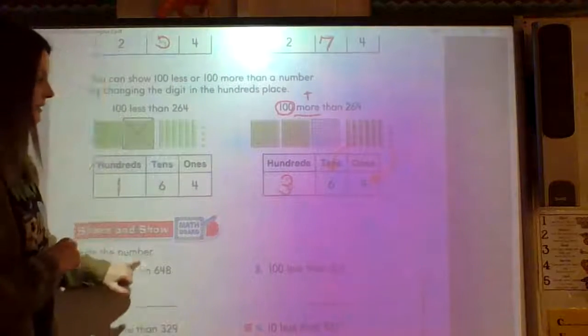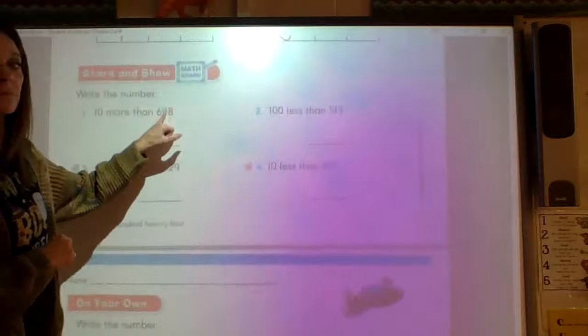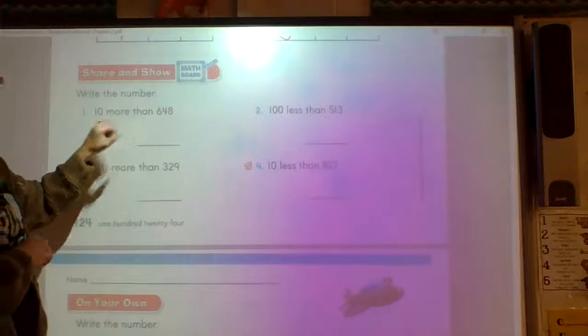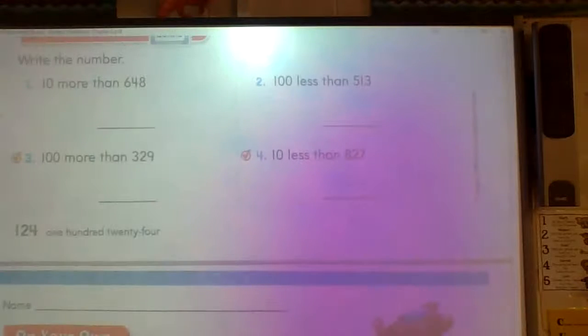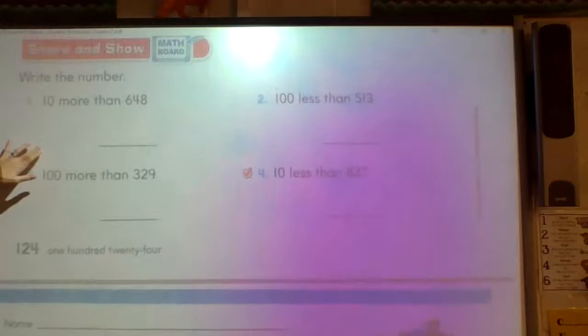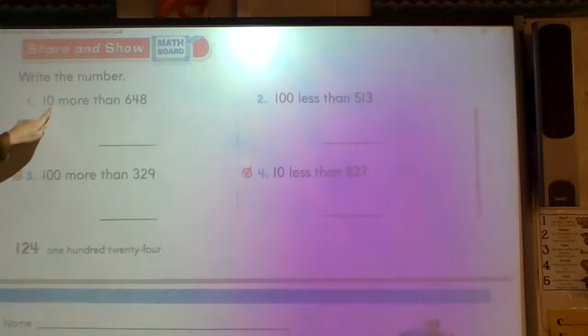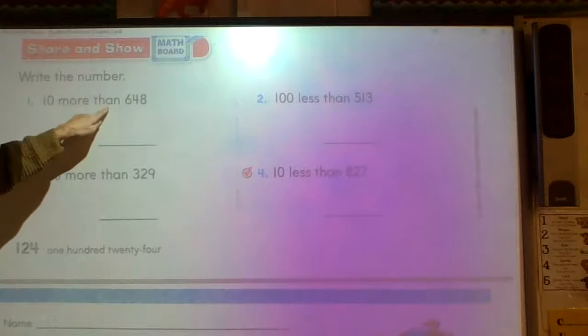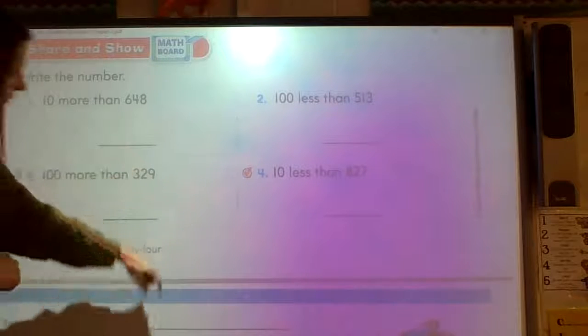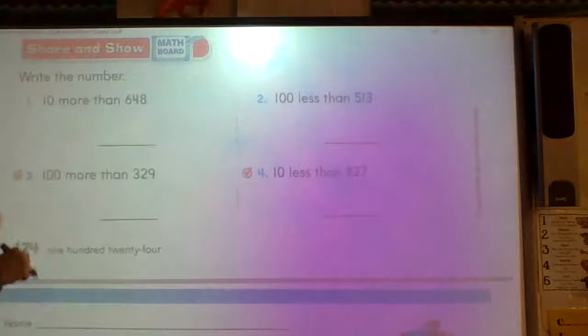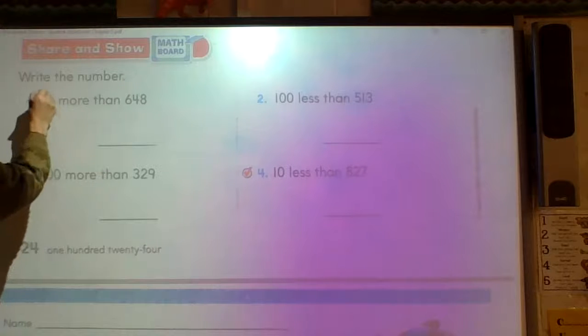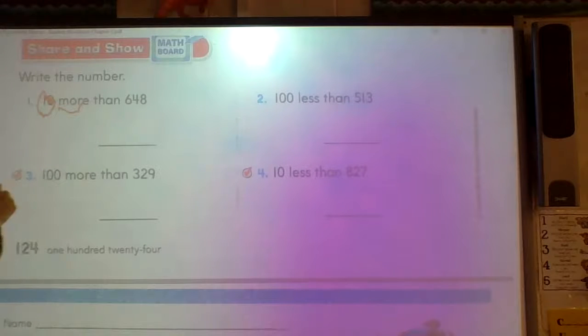Now, let's practice together. We are going to take a look at the first problem together. And we see, write the number 10 more than 648. We are looking at 10 more.